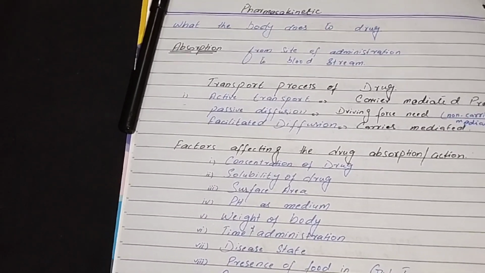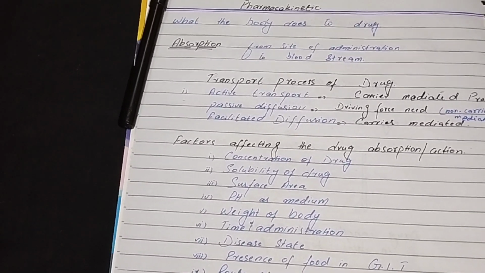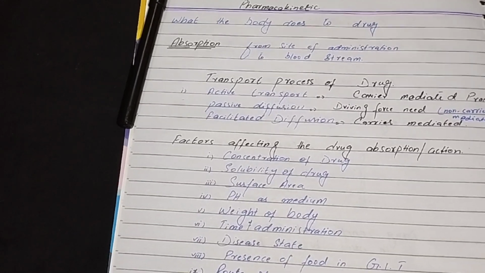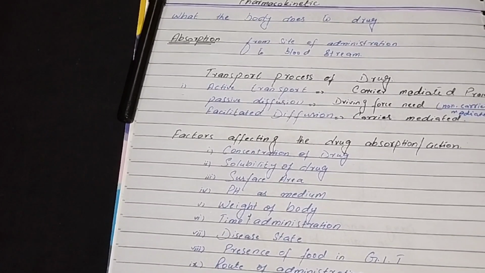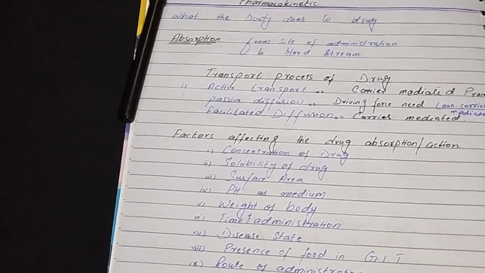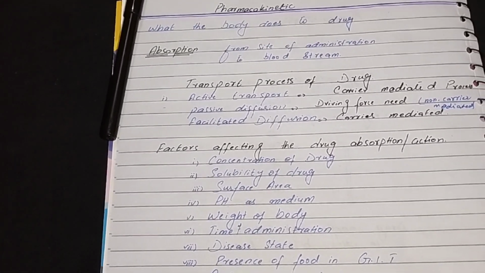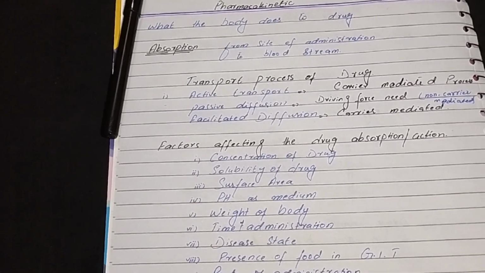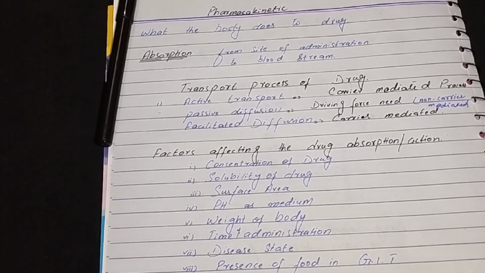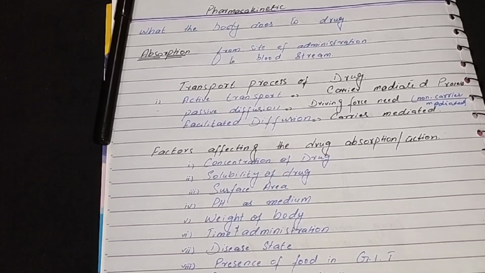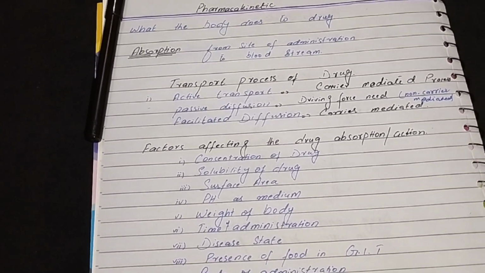The water soluble drugs pass through the hydrophilic portion of the lipid layer, while the lipid soluble drugs pass through the hydrophobic part of the lipid layer. Here it is about the cell membrane and what kind of drug passes through which part, and most of the drugs pass through the pores of the cell membrane and enter into the bloodstream, right?